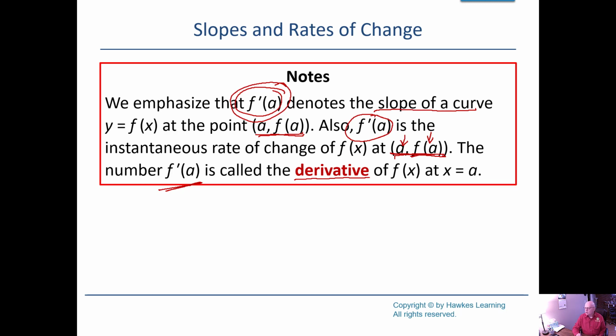So here we are. We're talking about derivatives finally. It's the derivative of f of x at x equals a. At different x values, you'll have a different derivative. It might have a different sign. It might be the same. The derivative of f of x at a particular point.